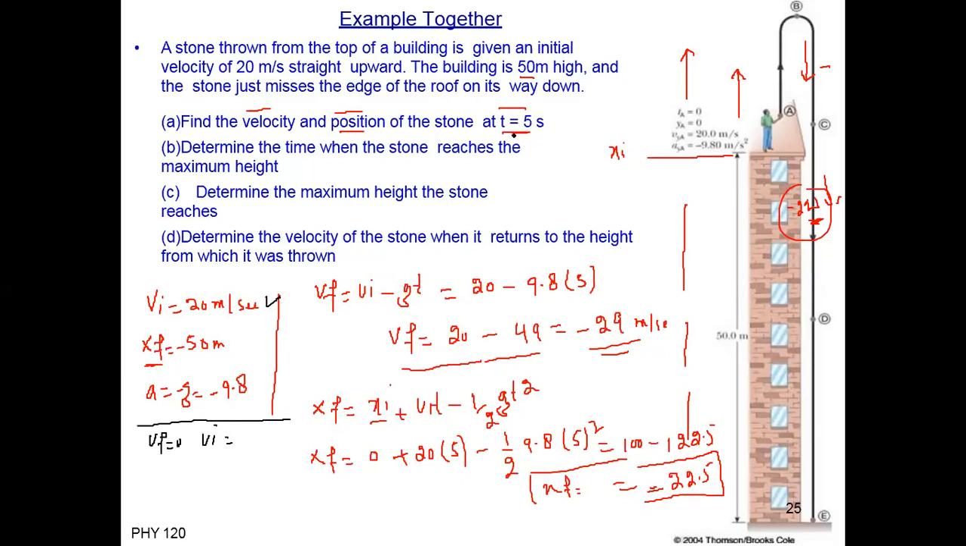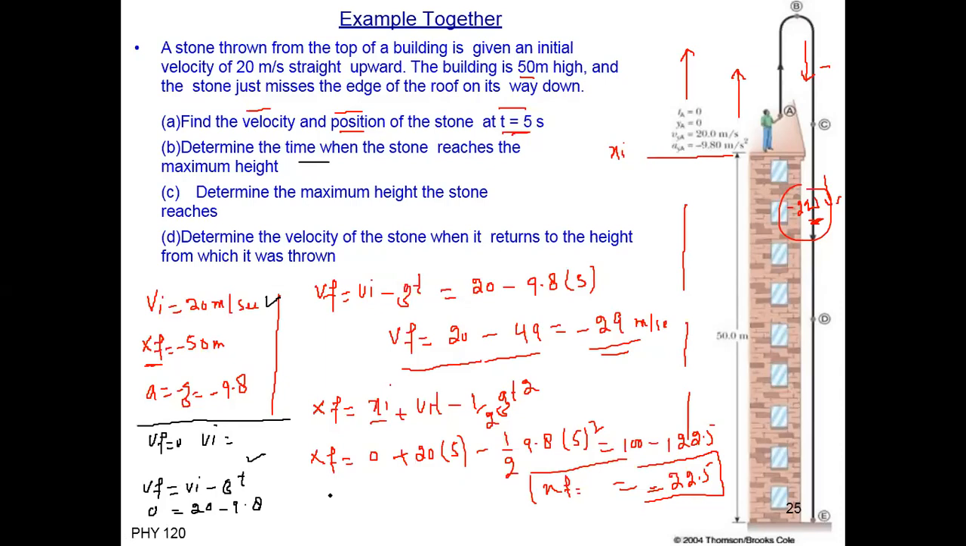We have initial velocity 20, correct? Time to reach maximum height equal to what? We don't know the time. So we have the first equation: Vf is equal to Vi minus Gt. So how to find time? Vf is 0, equal to initial velocity 20 minus 9.8 t.